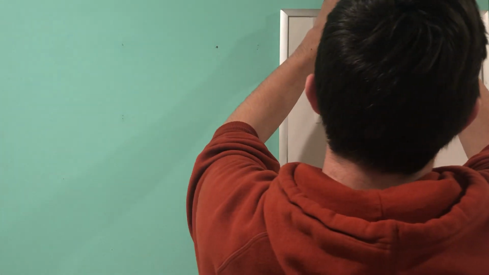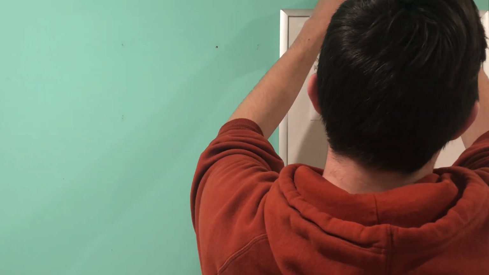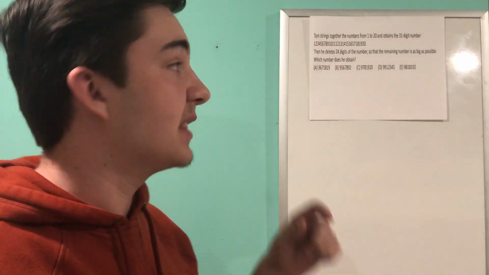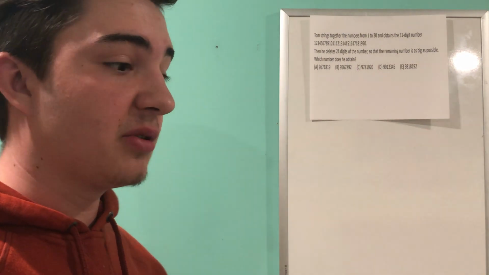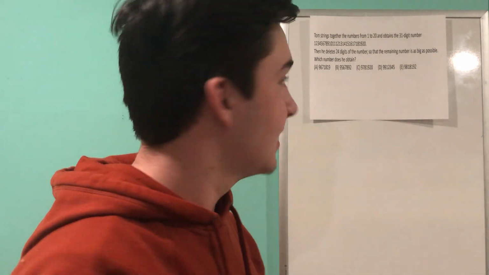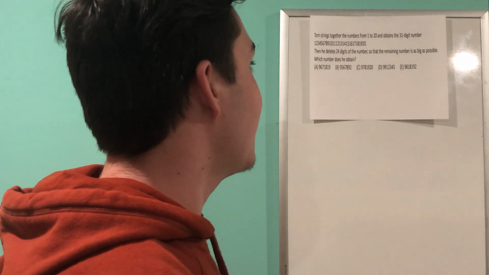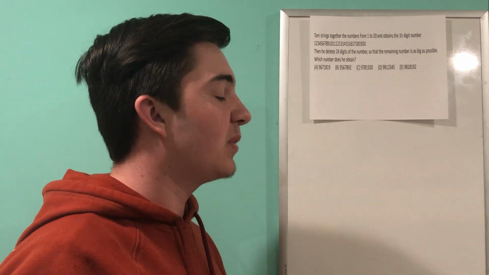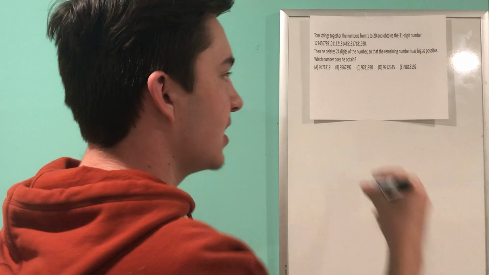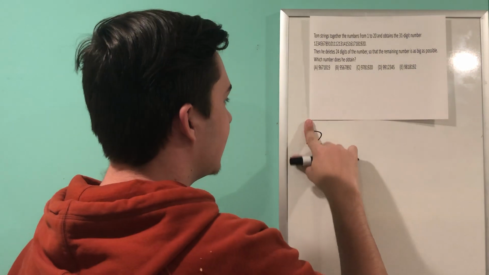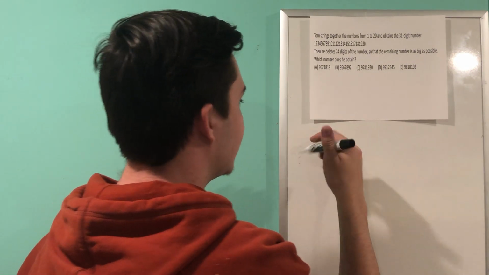All right. Next one. This one's a bit trickier. And I'll read it for you guys. Again, the questions are down below. And you can press the link and get them and do them with me. So, Tom strings together the numbers from 1 to 20. And what that means is he puts them next to each other. So it's like this. 1, 2. I'll actually do it so I have more space.